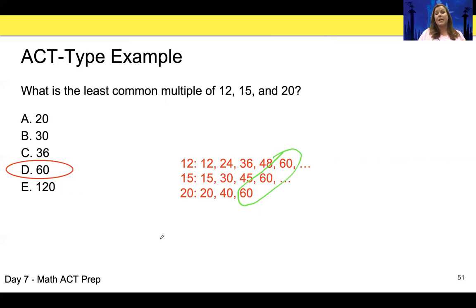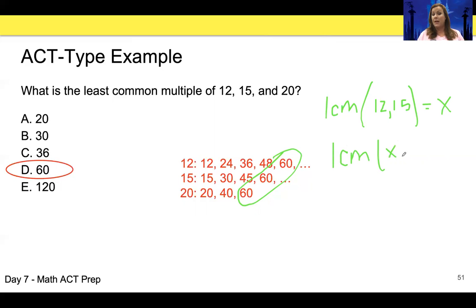If you're doing this on a calculator, on the TI-84, you're going to say, well, Miss Edwards, it only lets me do 2 numbers. How do I do 3? There's 2 ways. You can do the function LCM of 12 and 15. And whatever that answer is, then turn around and do the LCM of that answer and 20. And that's going to give you the least common multiple.